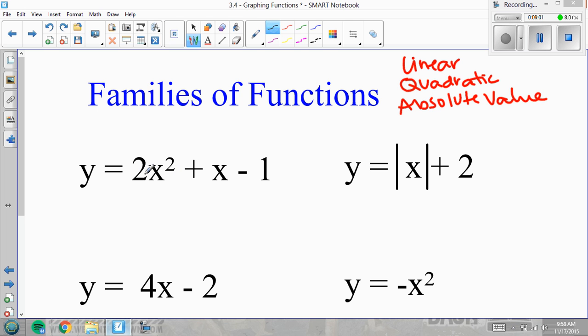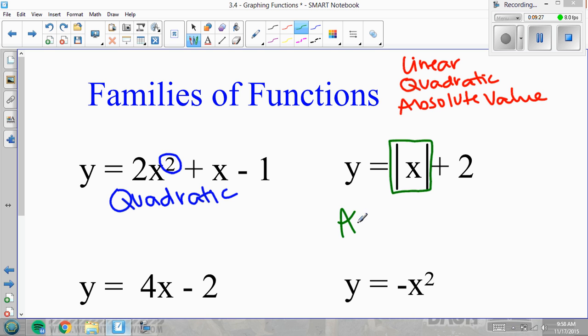So my first one, what do you notice right away about your first equation? Right, you have an exponent of 2. What function family has an exponent of 2? Right, that would be quadratic. So this one is quadratic. Okay, if I look at my second one, right away we notice we have an absolute value in there. So that has to be an absolute value function.